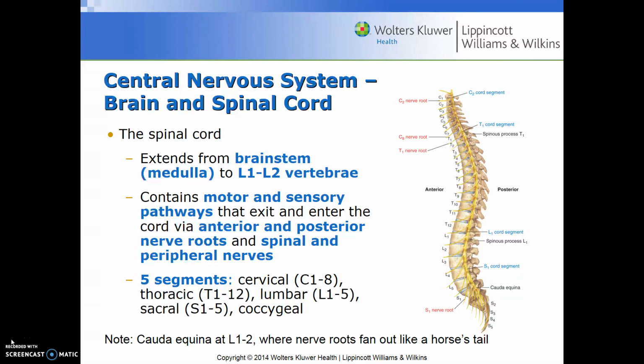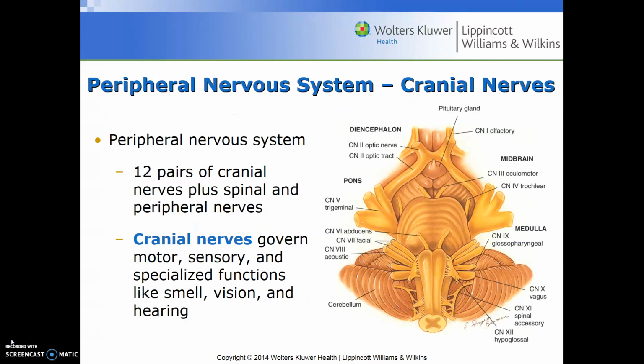It contains motor and sensory pathways that exit and enter the cord via the anterior and posterior nerve roots and the spinal and peripheral nerves. You know that the spinal cord has 5 segments. Cervical is C1 through 8, thoracic T1 through 12, lumbar L1 through 5, your sacral vertebrae S1 through 5, and your coccygeal. The peripheral nervous system is really the cranial nerves. There's 12 pairs of them, plus the spinal and peripheral nerves. The cranial nerves govern motor, sensory, and specialized functions like smell, vision, and hearing.